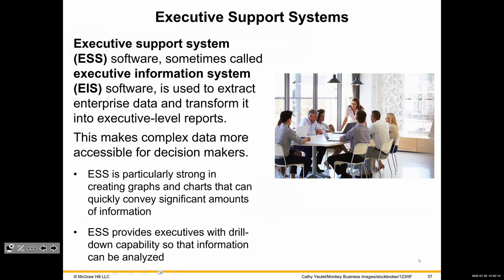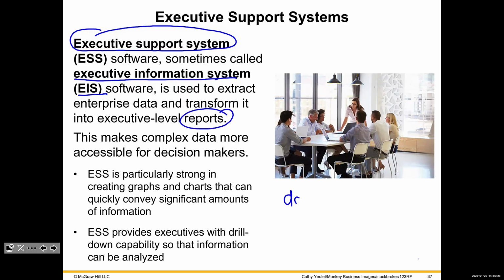Then you have an executive support system and an executive information system. They're both kind of the same thing. This is what I like to say is your dashboard to get everything out. So this is the reports, and I would add dashboards here as well, and that's what you give to your C-suite, so that way they know what they're doing.